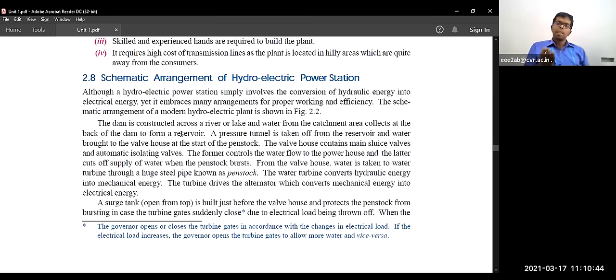From the catchment area, whenever it is needed, you can take that water to the dam. If the level of the dam is dropping, you can simply open the water from the catchment area. Like that. So next is the pressure tunnel.